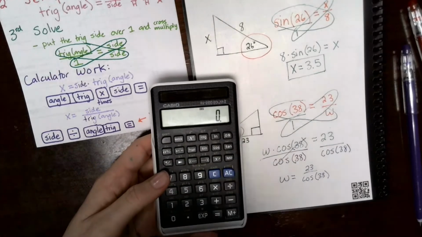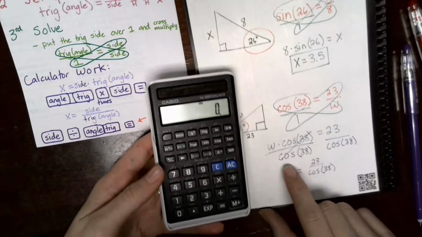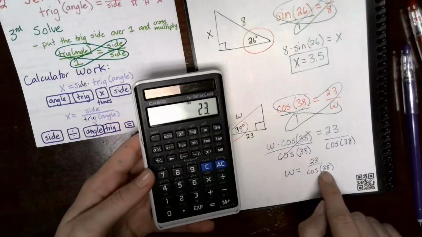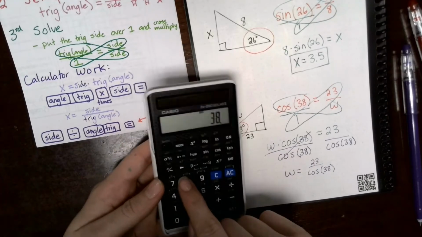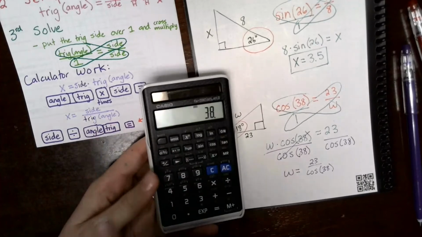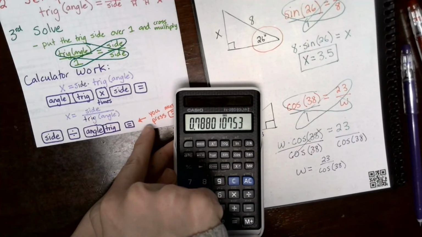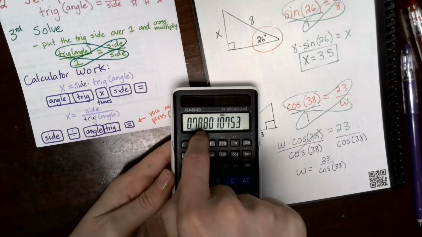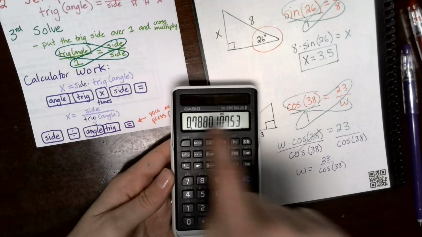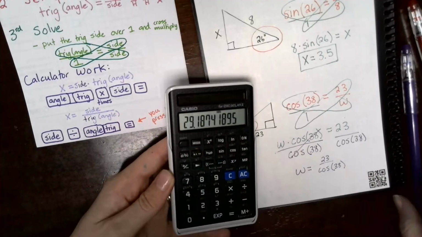So the first one is side 23 divided by the angle. The angle is 38. Don't press equals here. Trig. See how the trig is immediately? So I have to press cosine. And then you must press equals after this. Right now, what's on my screen is just telling me what the cosine of 38 is. By pressing equals, I'm doing 23 divided by the cosine of 38, which is 29.